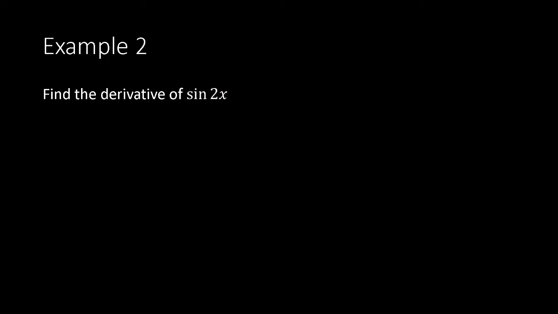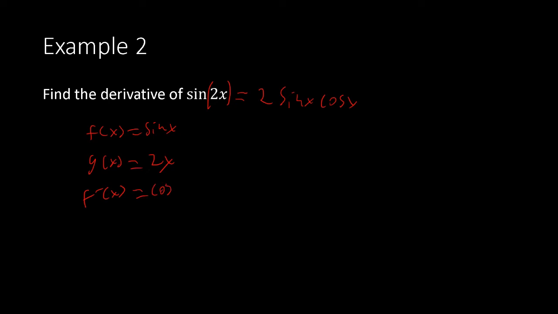Okay, in this example, again, if you really wanted to, you could simplify this to 2 sine x cosine x. And then you could use the product rule to evaluate this. But we're big kids now, we're going to use the chain rule. So let's look at what our outside and inside functions are. So our outside function is sine of x. And our inside function is 2x. Okay, now let's differentiate. f prime of x is cosine x, and g prime of x is just 2.